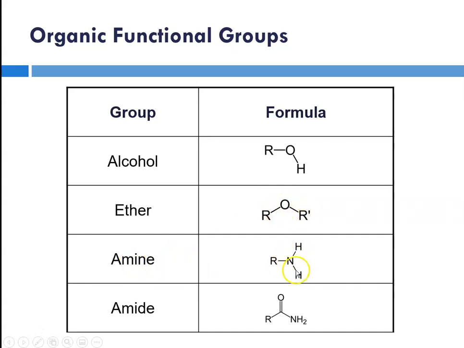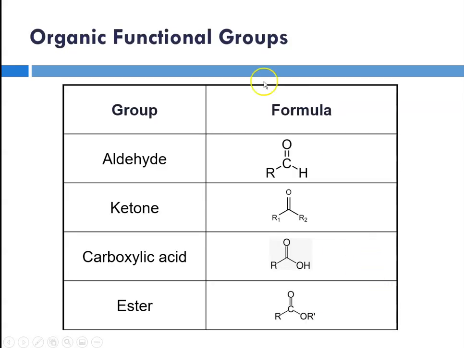With an amine, the amino group is NH2, so this could be any hydrocarbon chain or hydrocarbon in general, with an NH2 group on it. And an amide is some sort of a hydrocarbon chain that has a C double bonded to an O and then an NH2 group. And then some other ones would be aldehydes, general formula, some hydrocarbon, C double bond OH. A ketone is a C double bond O and has two groups. It could be the same two groups, methyl-methyl. It could be a methyl-ethyl group. But again, the functionality is the C double bond O and then two different groups, or two groups.